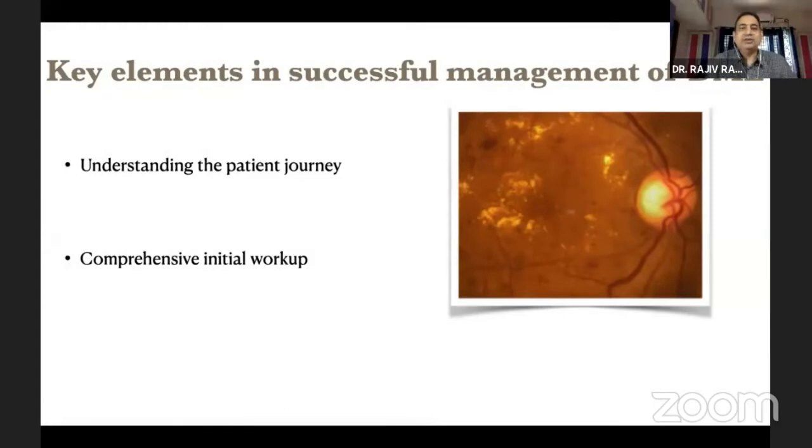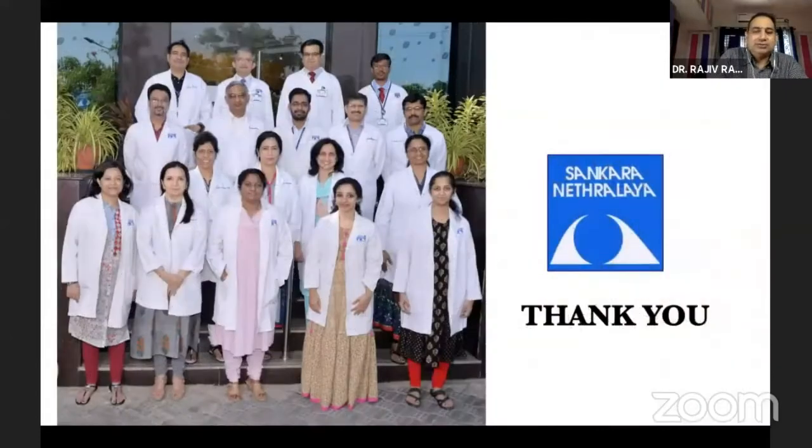So to conclude, the key element in successful management of diabetic macular edema is that you must understand the patient journey. And as I told, the patient journey is not the journey for the eye alone. There are many other factors he has during his journey of diabetes, and a comprehensive initial workup can give a good, successful management of diabetic macular edema. Thank you very much. I'll be happy to take any questions.